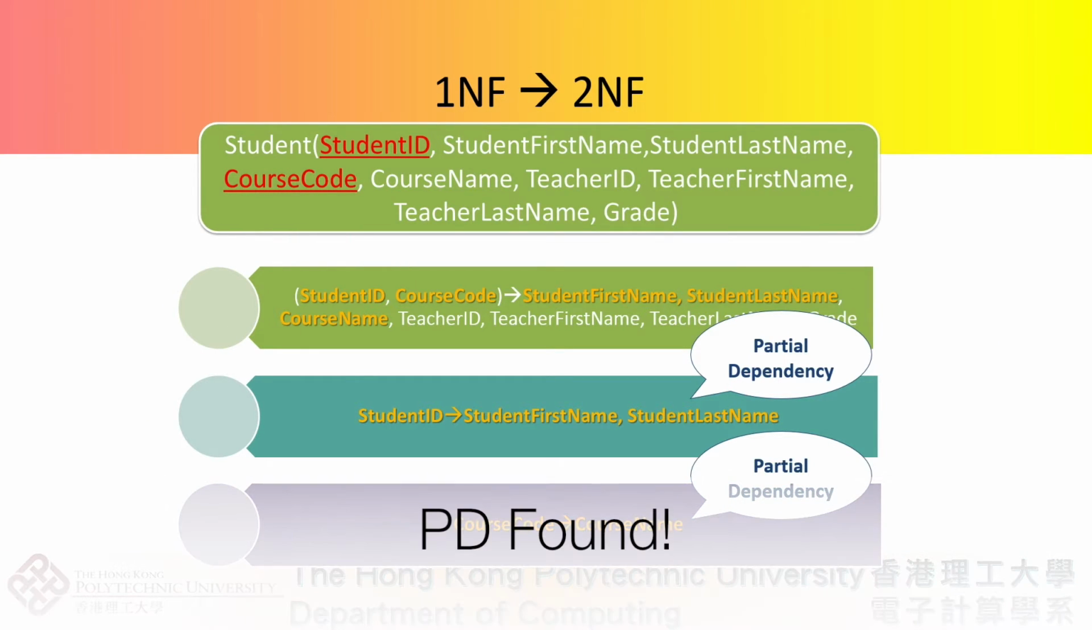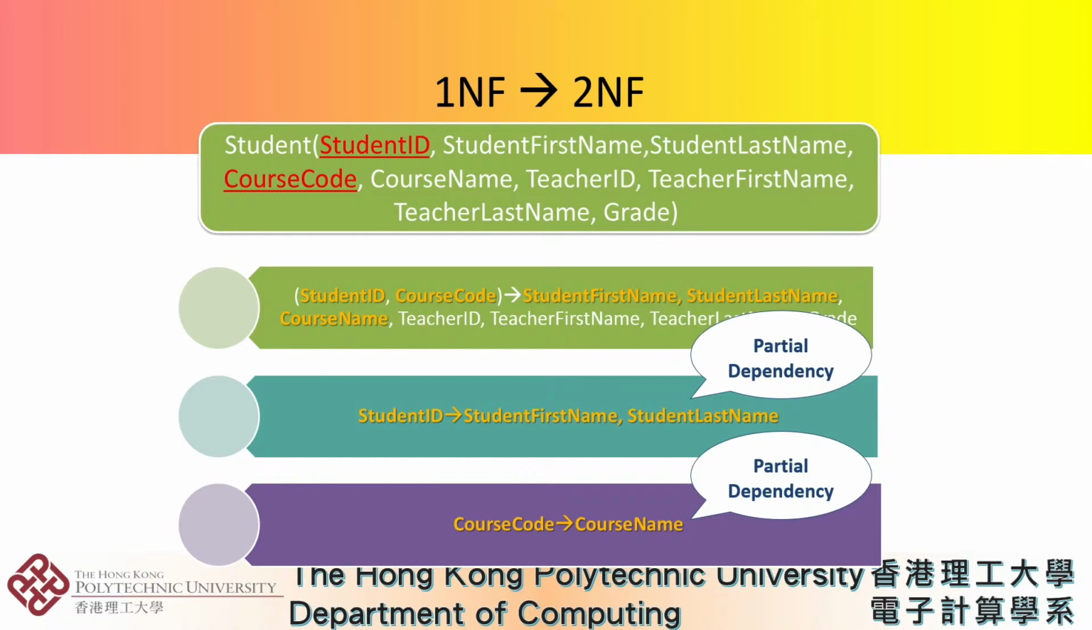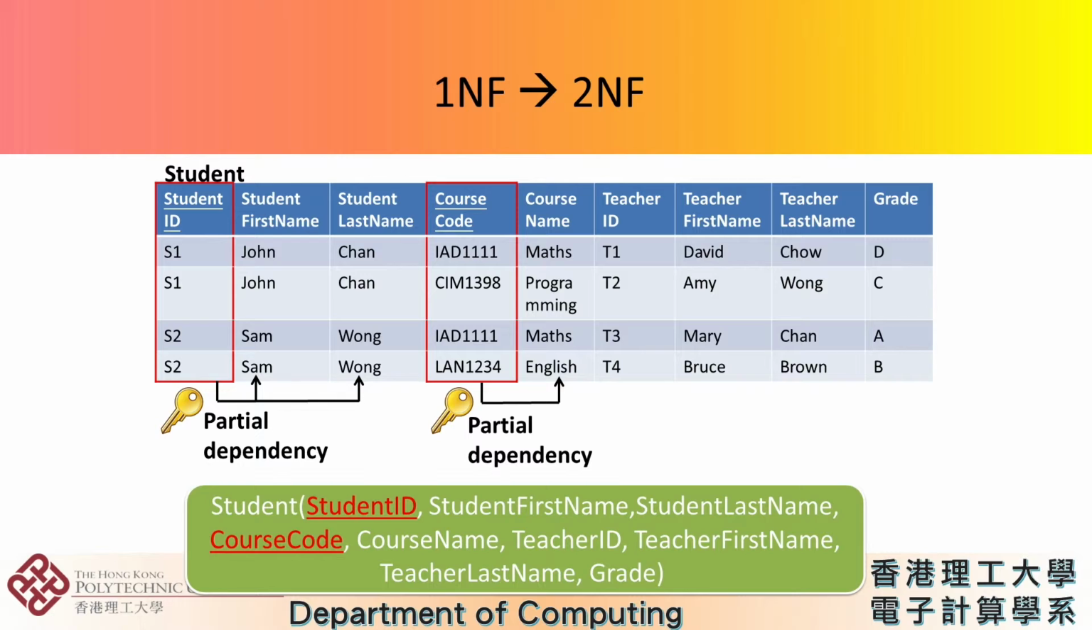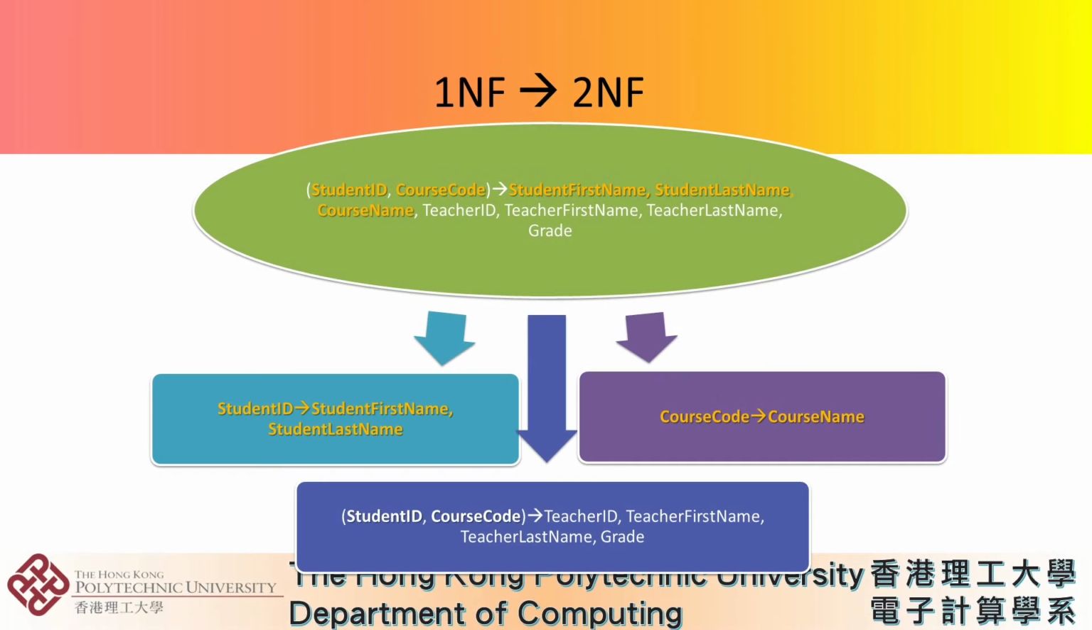Therefore, you can see that in the table student, first name, student last name, and course name are partially functionally dependent on the primary key, student ID and course code. You can see the partial dependency in the table student. So how to remove the partial dependency so as to convert 1NF to 2NF? You can split the table into several tables according to the full functional dependencies.